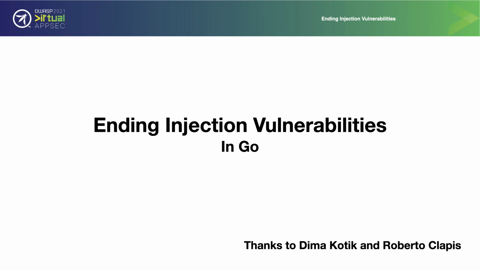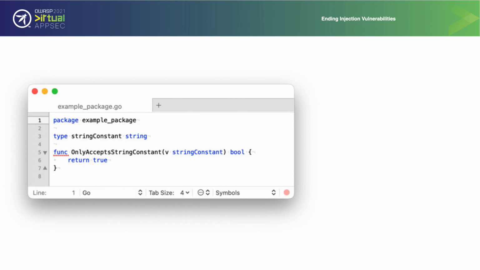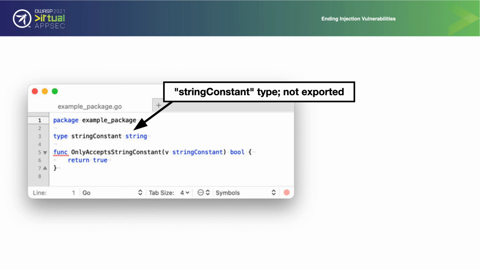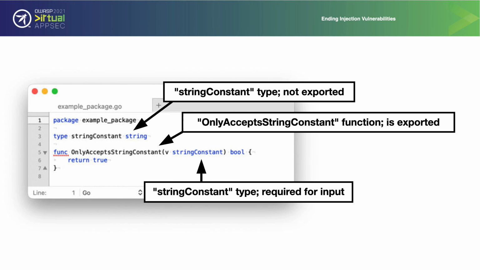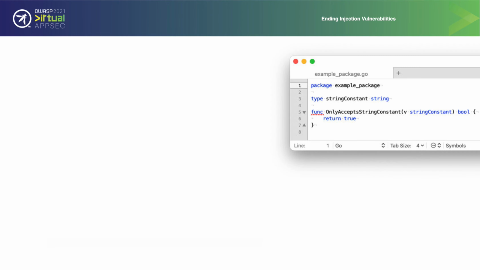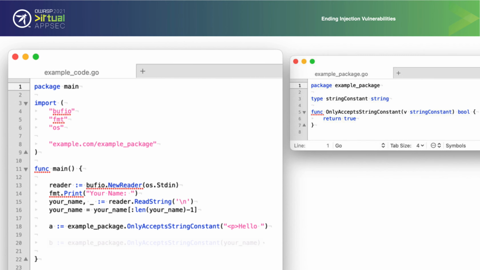I'd like to thank Dima for checking over the code and Roberto for writing up the way in which Go HTML works. This is an example library that can be written in Go today. First of all, the library would create a type, and we're just going to call it string constant. You notice it's got a lowercase s, so therefore it is not exported. It also then provides a method to call this library, and you'll notice that it has a capital O, which means it is exported. As its first argument, it actually uses its string constant, and that is required for its input.